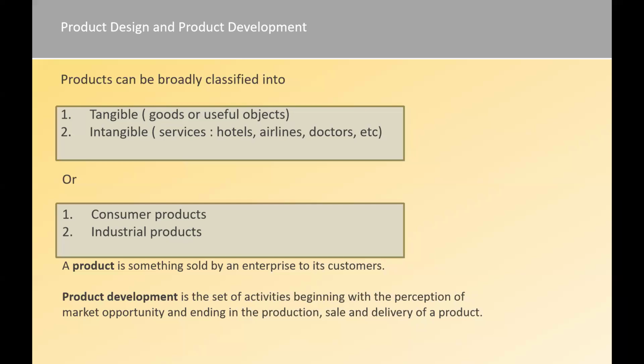Similarly, there are examples about the weather, the geography, the people, and the lifestyle, especially in urban and metro areas where a lot of products are being sold. So it starts with the perception of a market opportunity. If there is a requirement, then there is a design activity which needs to be involved, ending in production, sale, and delivery of the product. This is called a product development activity.